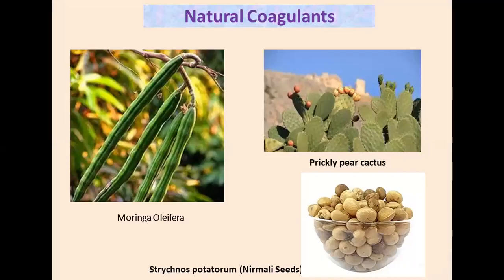Write down these names: Moringa oleifera, prickly pear cactus, then Strychnos potatorum, Nirmali seeds.